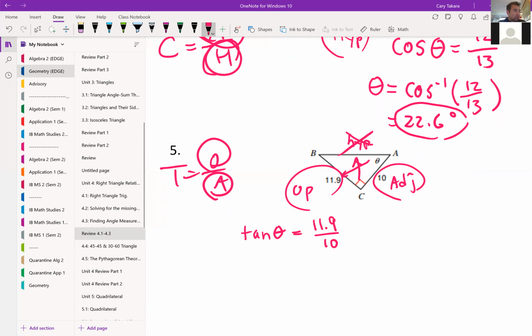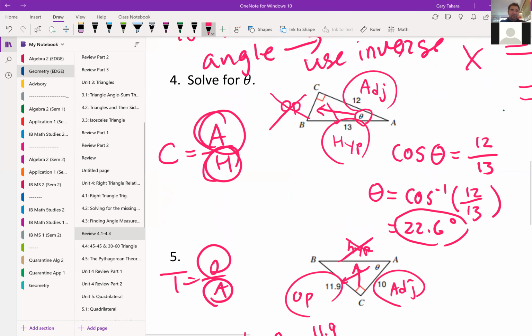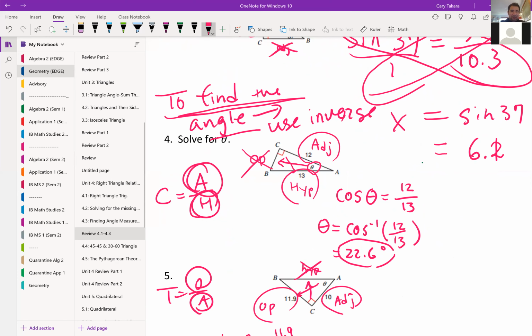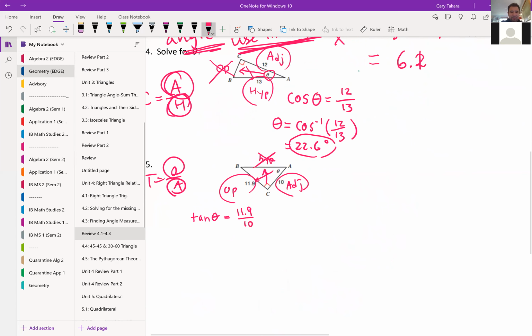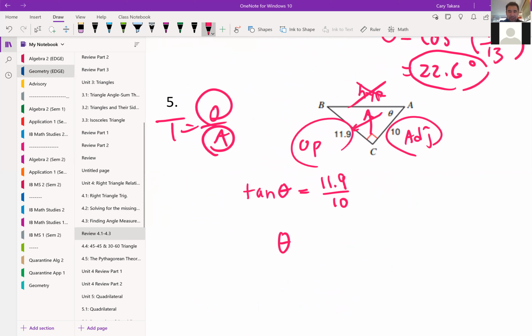And how do we find the angle measurement? We just said it. To find the angle, use inverse. Can you guys remember that? How do you find the angle measurement? Just say it out loud. You don't need to unmute. Use inverse. Yeah. Again, to find the angle measurement, use inverse. So let's use inverse tangent of 11.9 over 10.